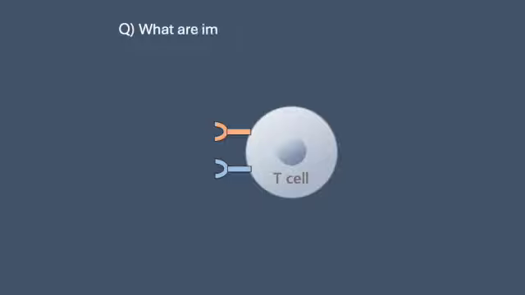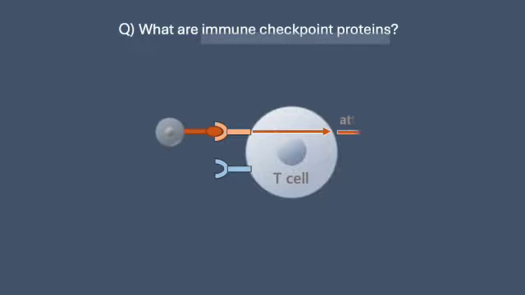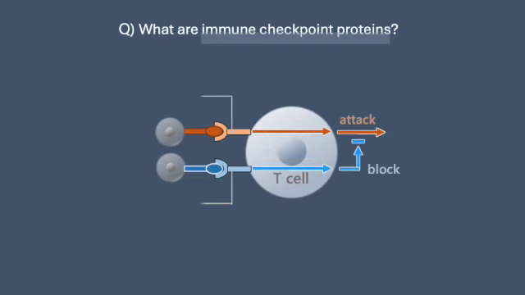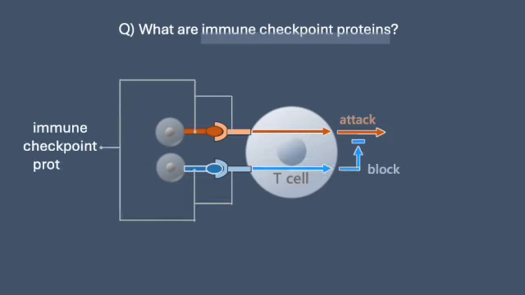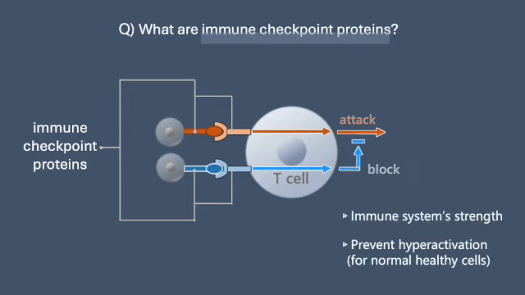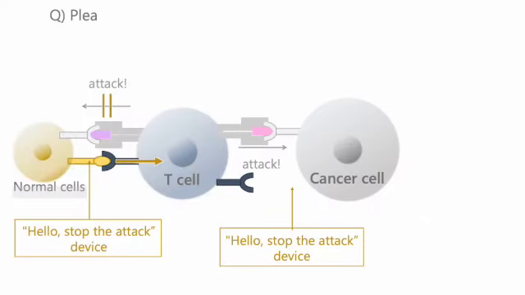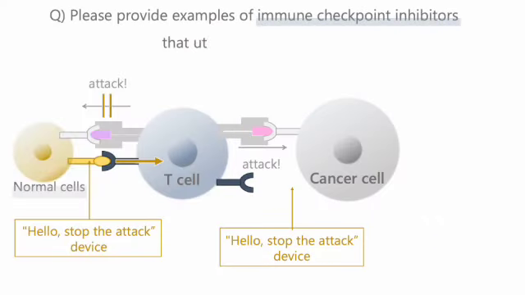Question: what are immune checkpoint proteins? Immune checkpoint proteins are molecules that can either stimulate or inhibit the activation of T cells, which are crucial for immune responses. They help regulate the immune system's strength, preventing hyperactivation that could harm healthy cells. Question: please provide examples of immune checkpoint inhibitors that utilize this mechanism.